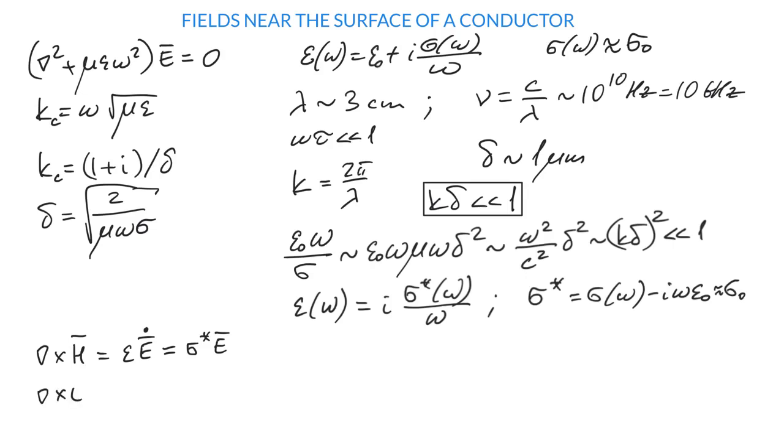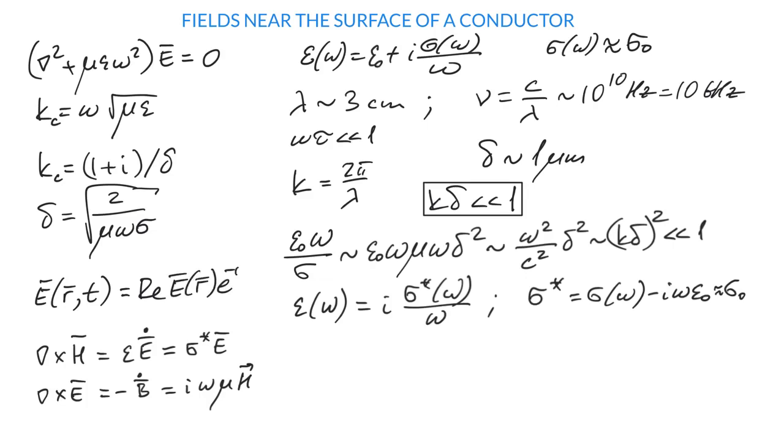The curl of the electric field is given by negative B dot, which becomes i omega mu H. So again, remember that everything here is written in terms of complex amplitudes for the monochromatic wave case. So for example, E here is assumed to be written as the real part of E of R e to the minus i omega t, and all the equations that we write here contain this complex amplitude E of R and H of R here.